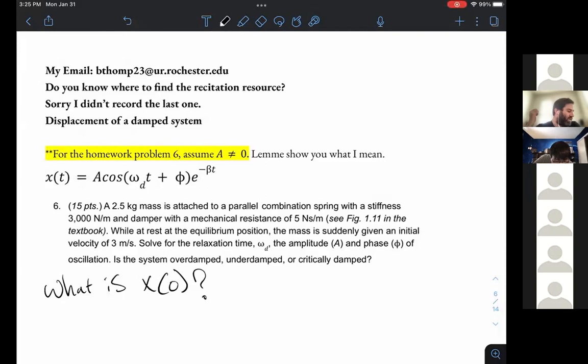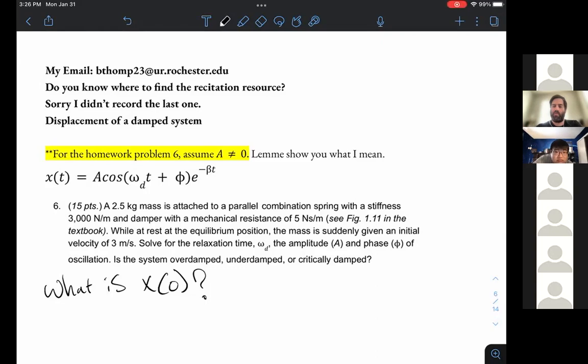But I want to get through everything on the homework, which means we have 4 more questions to get through today. So I'm going to go relatively quickly. My email is right there at the top of the screen. Please send me an email if you have a question about something you want to go over, your MATLAB code specifically or whatever. Do you guys know where to find the recitation resources?